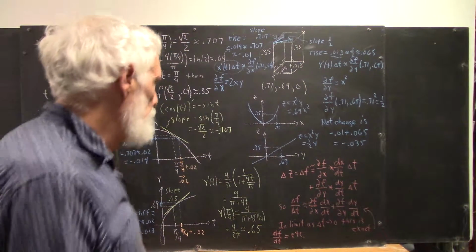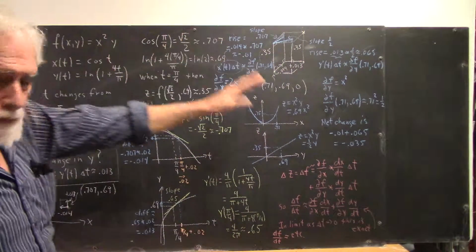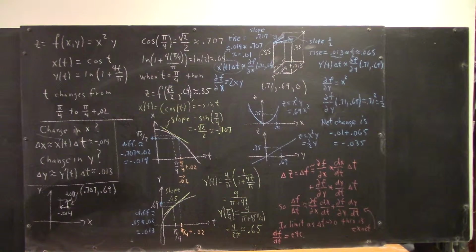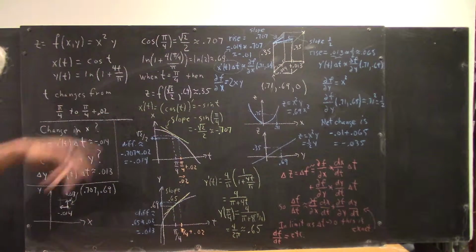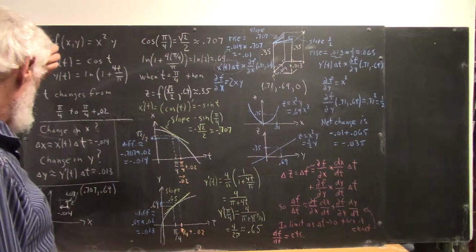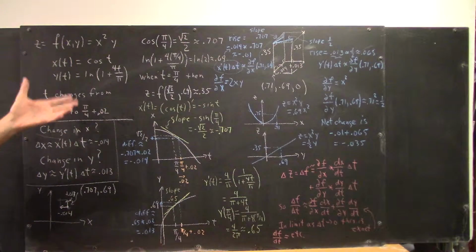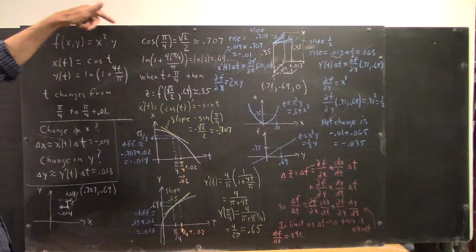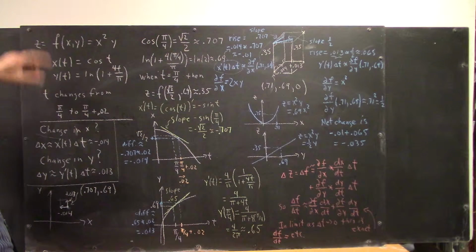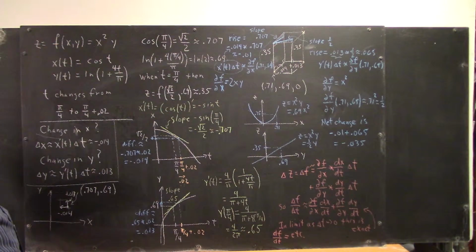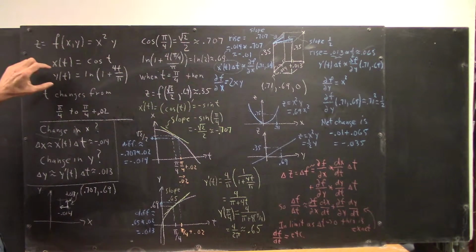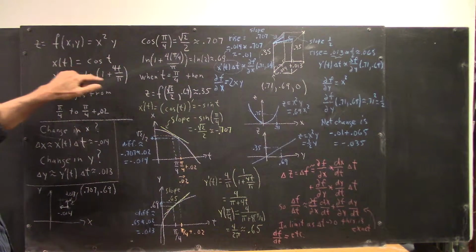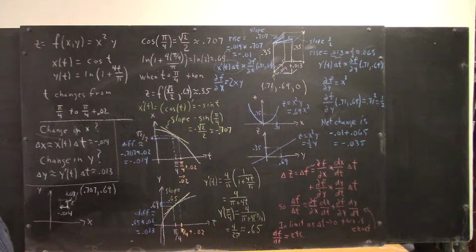Now, briefly summarizing what took actually quite a while to do here, and the videos are fairly extensive, and if you can understand this more quickly, it's worth doing. We have this function, z equals f of x,y equals x squared y, where now x is regarded as a function of t, cosine of t, and y is regarded as a function of t. You see that function here, I don't have to read it to you.